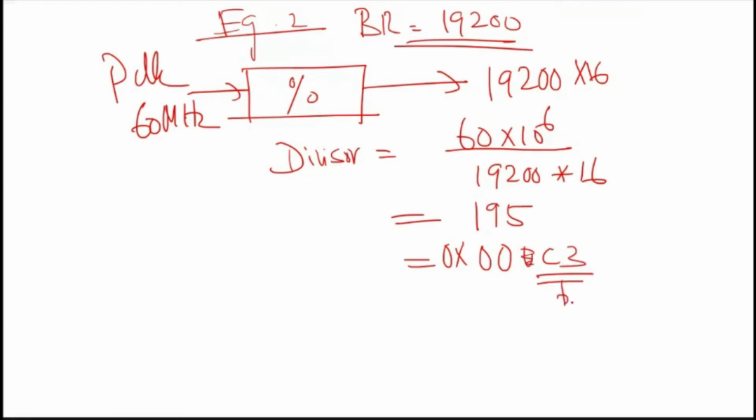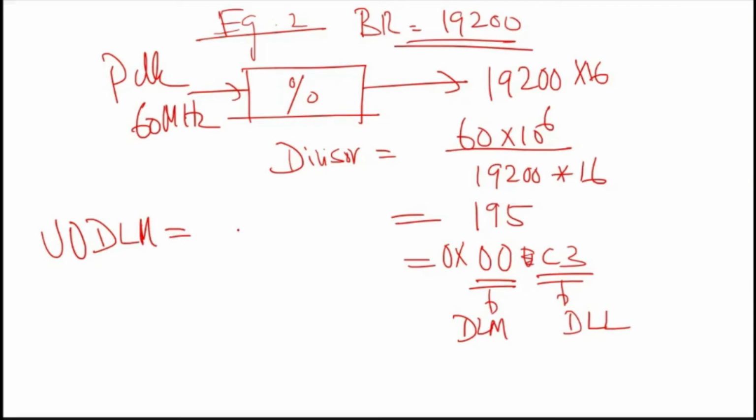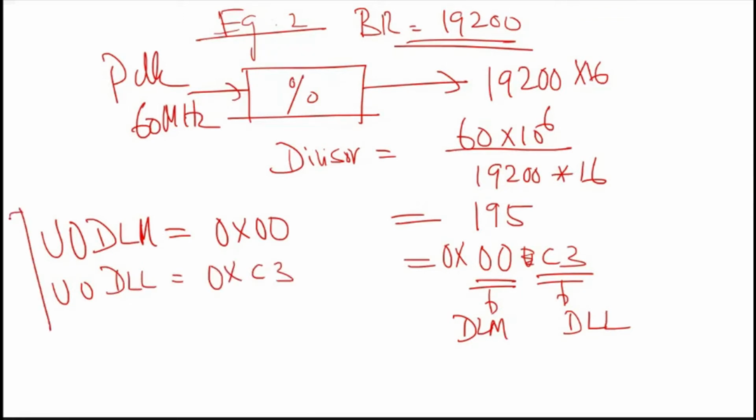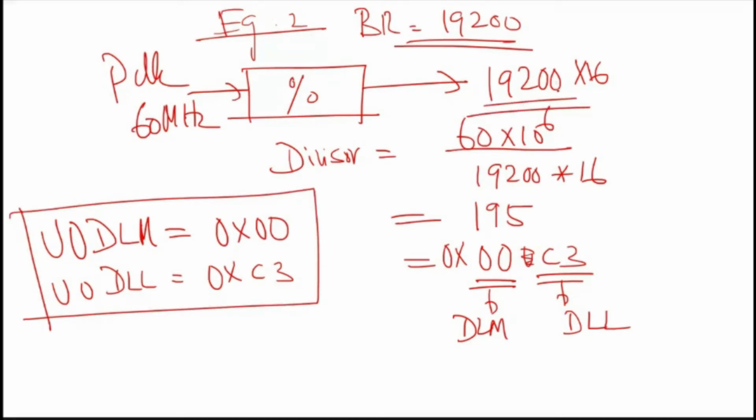So this is my DLL. This is my DLM. So UART0 divisor latch MSB is equal to hexadecimal 00, UART0 divisor latch LSB is equal to hexadecimal C3. So if I write these two values, I end up getting a clock of 19,200 and the baud rate will be 19,200 automatically.